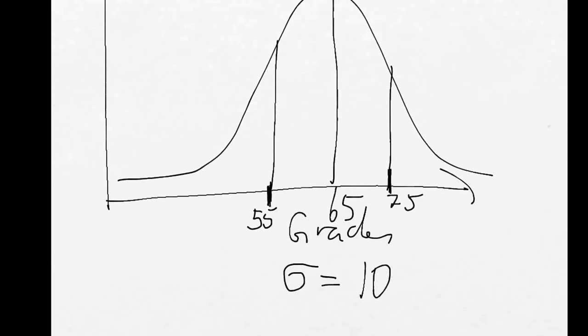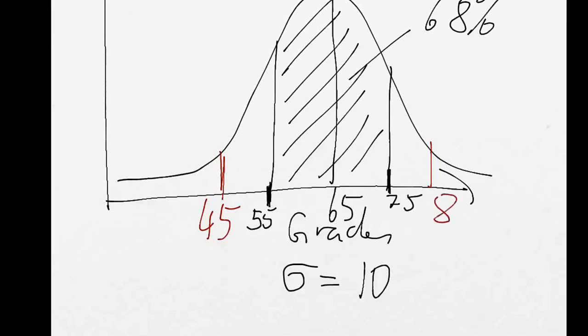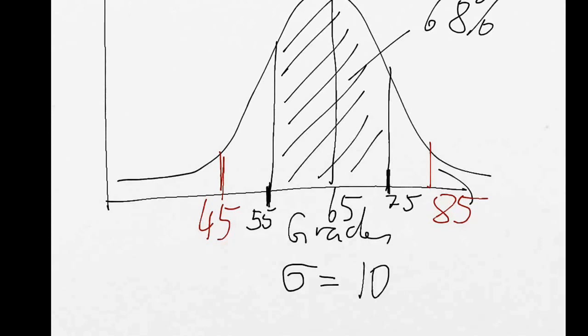I want to know now how many students are between 55 and 75. 68. This is my 68%. I can even go further and say, okay, let's go for another standard deviation. That would be 45 and 85. How many students would be between 45 and 85%? That would be 95%. So most students would be between 45 and 85%. This is what the standard deviation can do. This is what the normal curve can do for you.